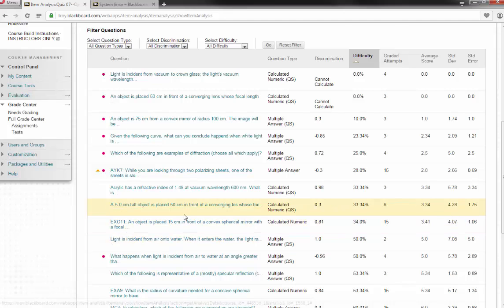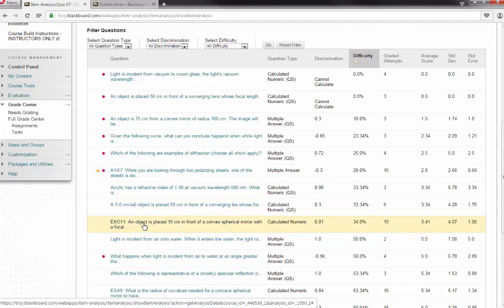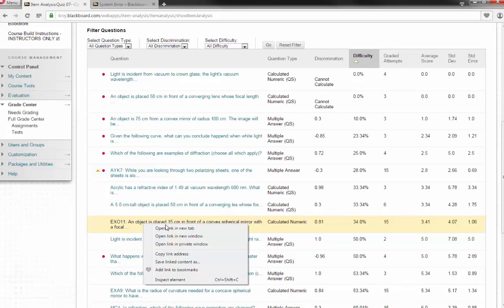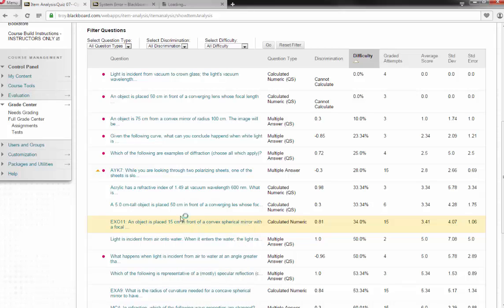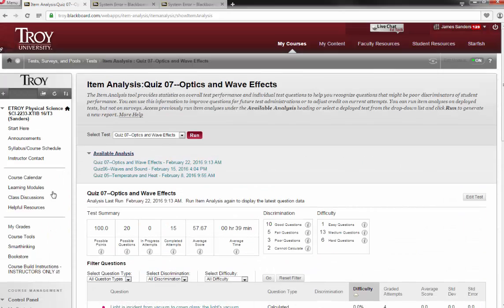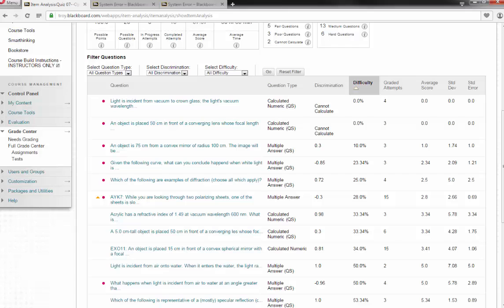that roughly a third of you got right and the other 2/3 missed. That would be a mirror question, looks like. So let's go ahead and look at each of those in turn.